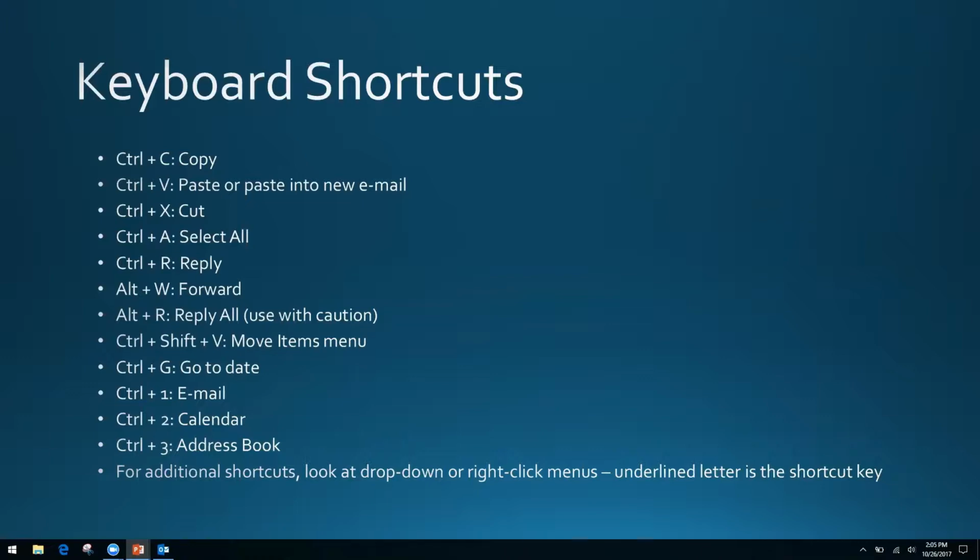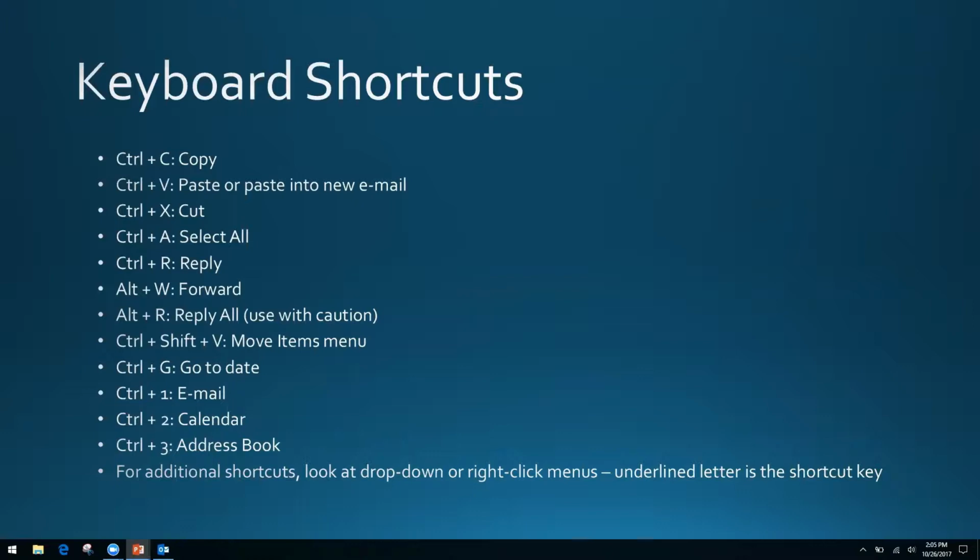So a couple of other shortcuts that are unique to Outlook. To automatically reply to an email that you have selected, you can use Control-R. Alt-W is to forward an email. Alt-R is to reply all. I say use with caution.